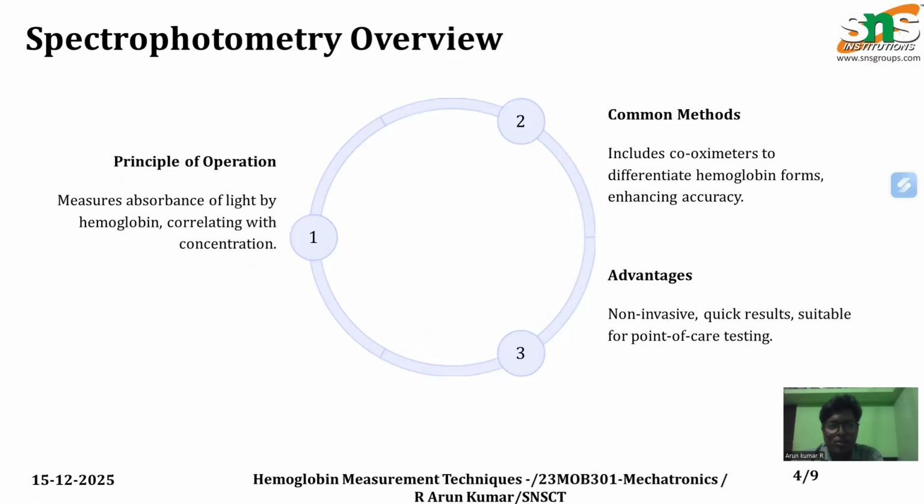What is the overview of spectrometry? The basic principle is measuring the absorption of light by the hemoglobin and correlating it with concentration. Common methods include co-oximetry, which differentiates hemoglobin forms and enhances accuracy. The advantages of spectrometry are that it is non-invasive, gives quick results, and is suitable for point-of-care testing.